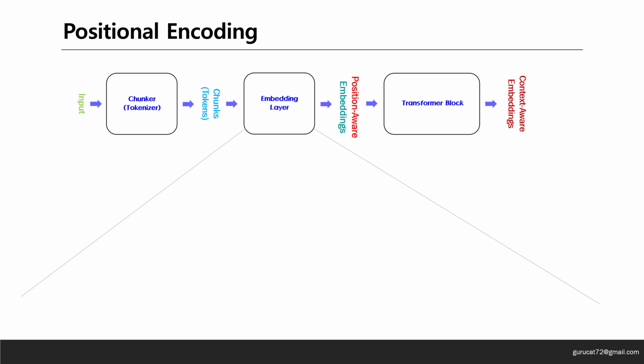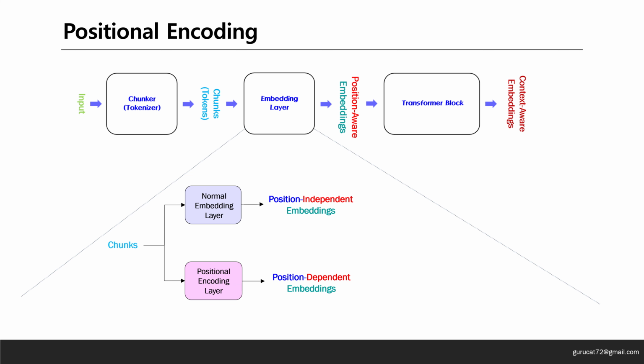Okay, this is super cool. Check out what's actually happening. The chunks come in, and they go to two places simultaneously. Path 1, normal embedding layer, which creates position-independent embeddings. This captures what the token means. The semantic content. Path 2. Positional encoding layer that creates position-dependent embeddings. This captures where the token is. Then, boom! The combiner merges them together, and we get position-aware embeddings. Now you know what and where. Complete information. That's genius right there.